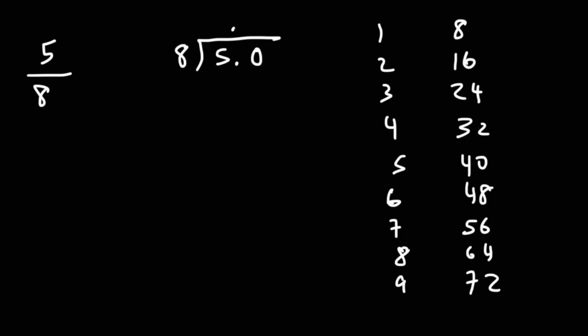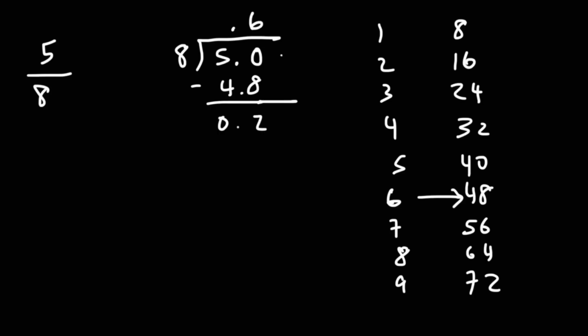So how many times does 8 go into 50? What is the highest multiple of 8 just under 50? That's going to be 48. So 8 goes into 50 6 times. 8 times 6 is 48, so 8 times 0.6 must be 4.8. 5.0 minus 4.8 is 0.2.